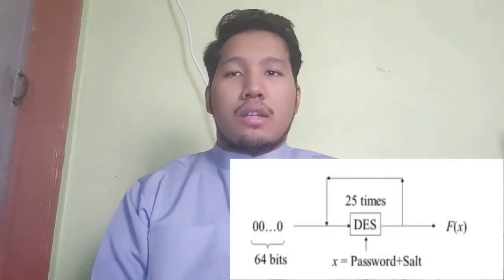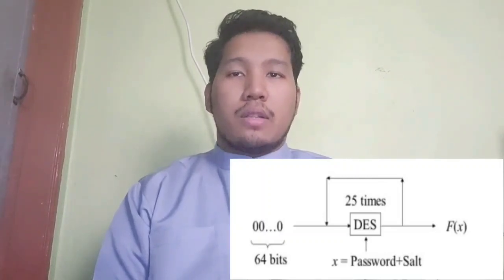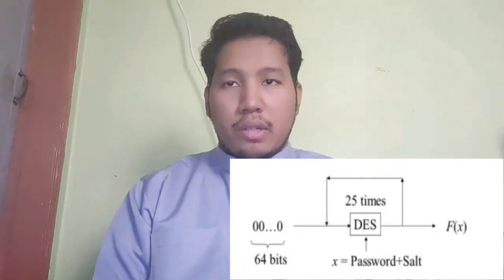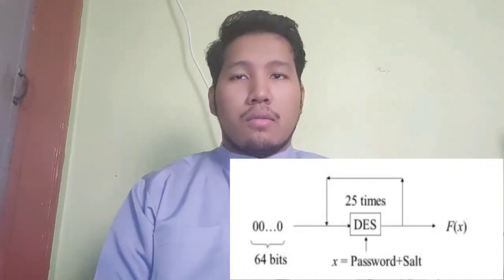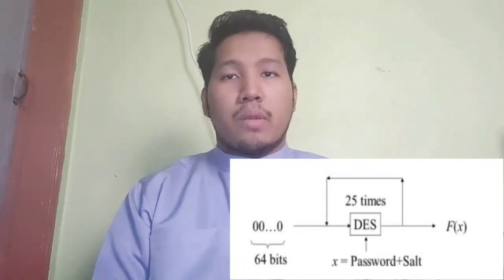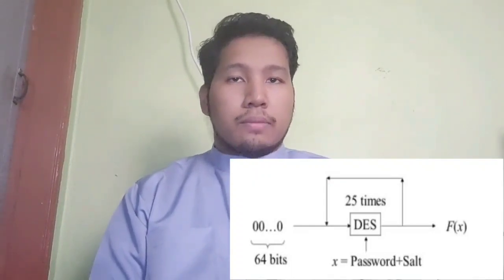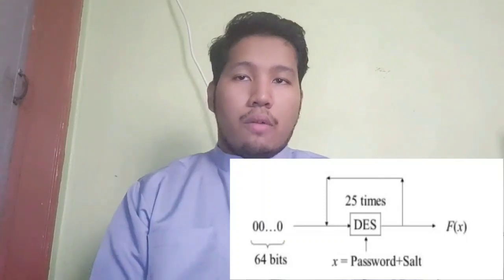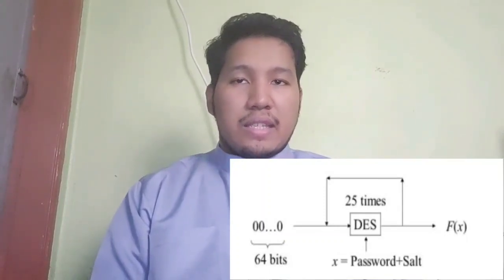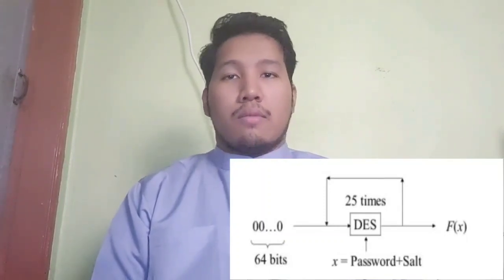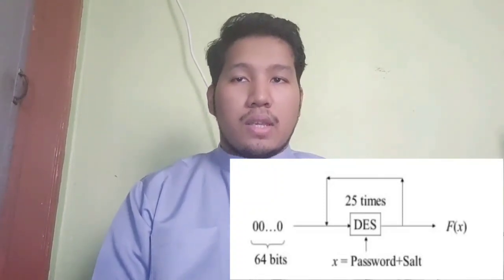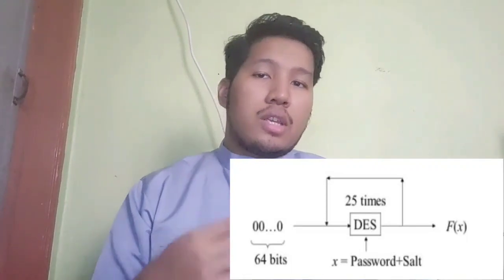The crypt function takes the user's password as the encryption key and uses it to encrypt a 64-bit block of zeros. The resulting 64-bit block of ciphertext is then encrypted again with the user password. The process is repeated a total of 25 times. Thank you.